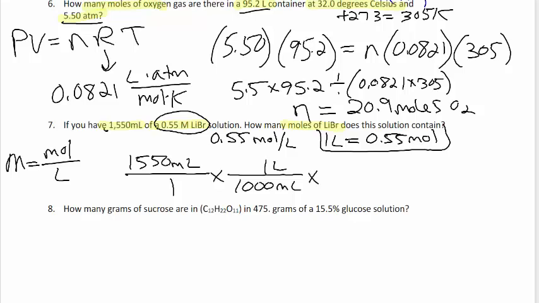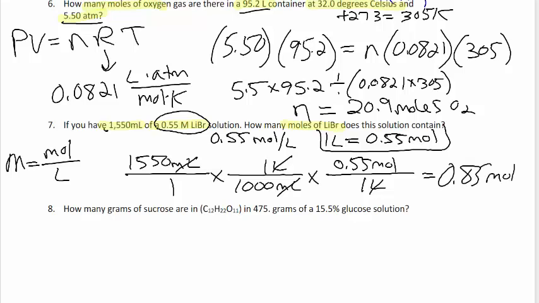And then we're ready to use our molarity. We're going to put 0.55 moles over 1 liter. So the milliliters will cancel out, the liters will cancel out, and this will give us the moles that we're looking for. So that works out to be 0.85 moles of the solute LiBr. Okay, so remember, if you see capital M, that's the same thing as moles per liter.